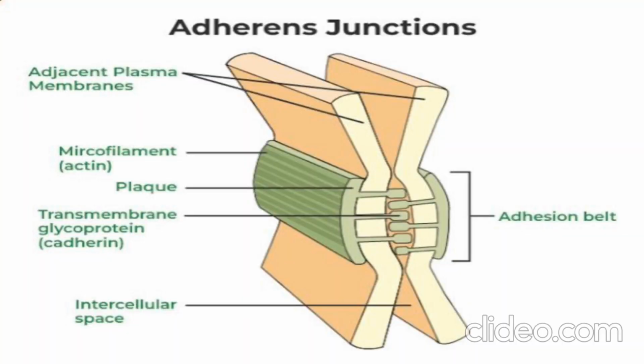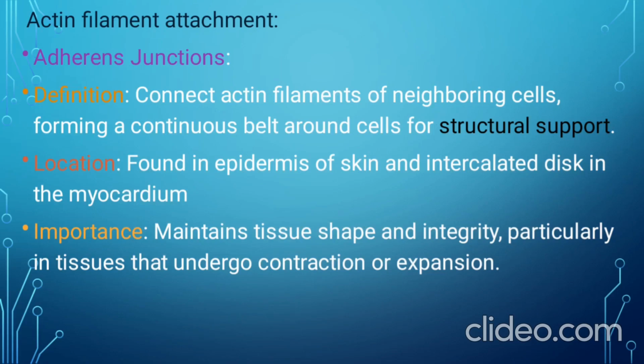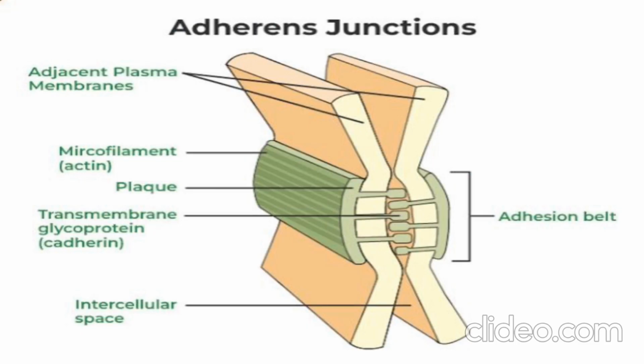So in this adherens junction, you can see the adhesion belt. It forms a belt around the cell. Then you can see the plaque, and you can see the transmembrane protein, that's cadherin. I also want to point this out: adherens junction and desmosome, both of them work with the transmembrane protein called cadherin.